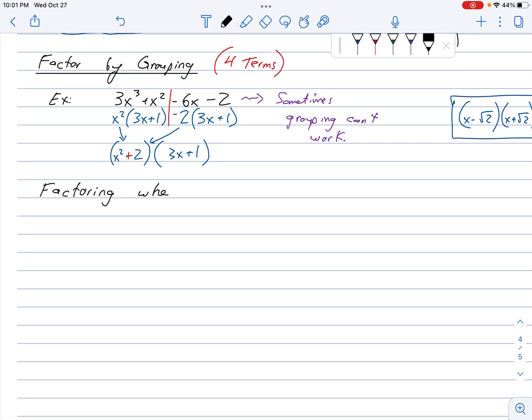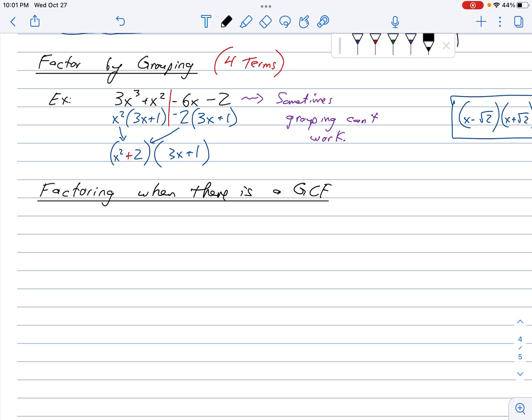Factoring when there is a GCF. So we did a lot of this when we were factoring over the course of the last couple days, right? When we do factor by grouping or our trinomial factoring, we take out a GCF of these two terms, take out a GCF of these two terms, and those two GCFs are over here.